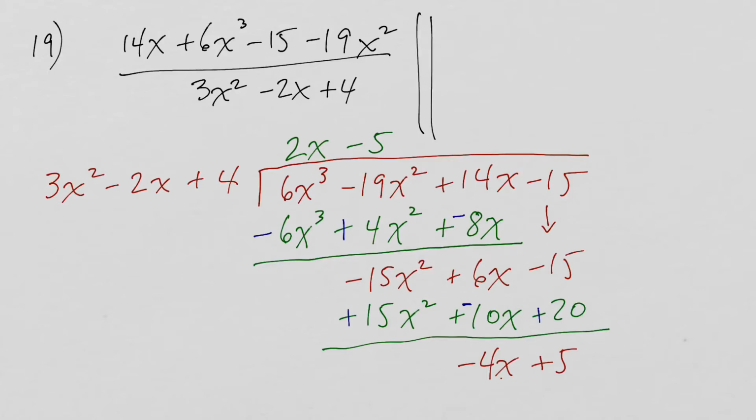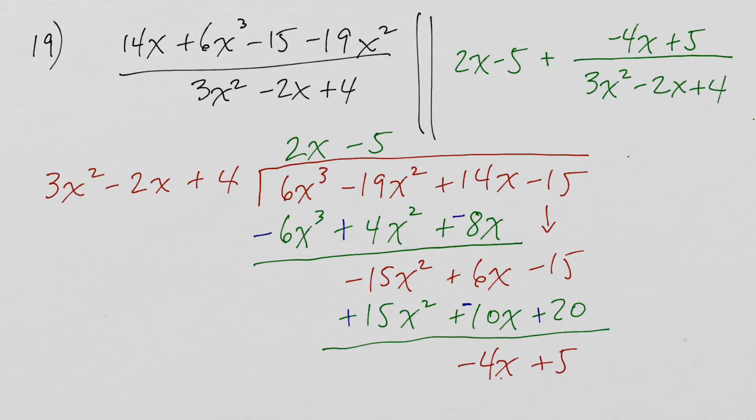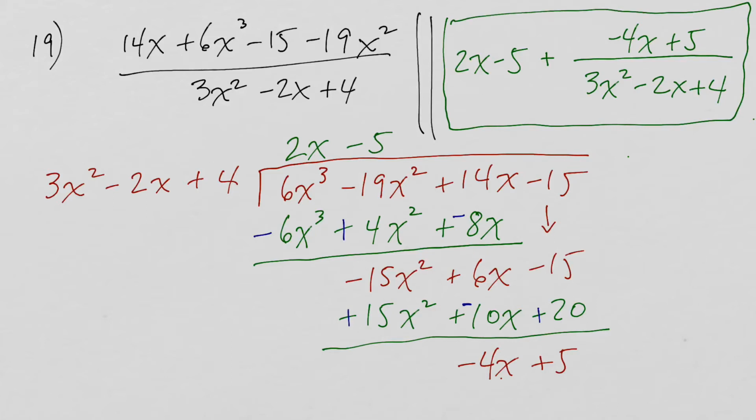Okay, so my answer is going to be 2x minus 5, and then I'm going to put a plus. I'll put negative 4x plus 5 in the numerator, and what I'm dividing by in the denominator. Remember, you need a sign in front of your remainder. It's easiest to make it a positive and put the remainder exactly the way you see it up in the numerator.